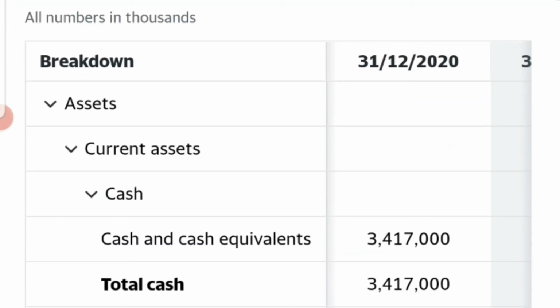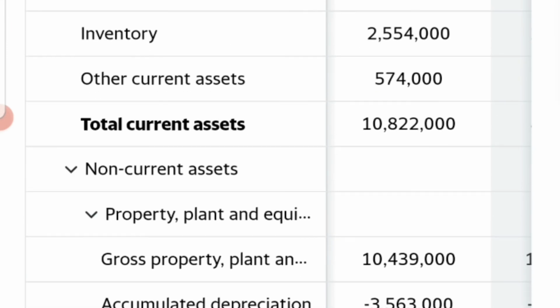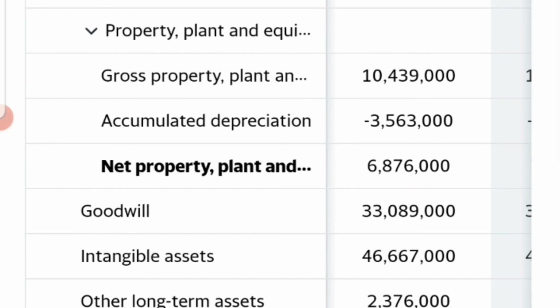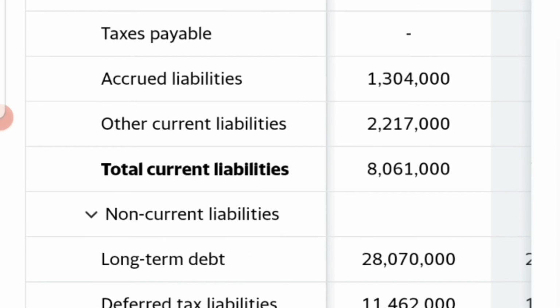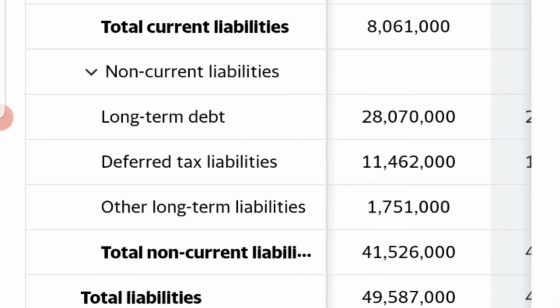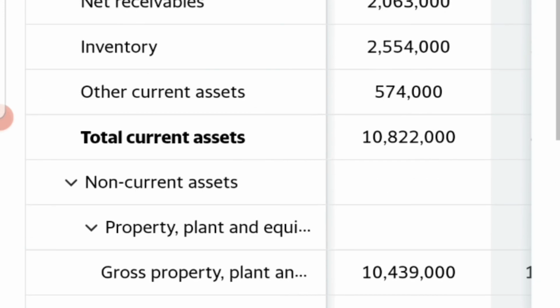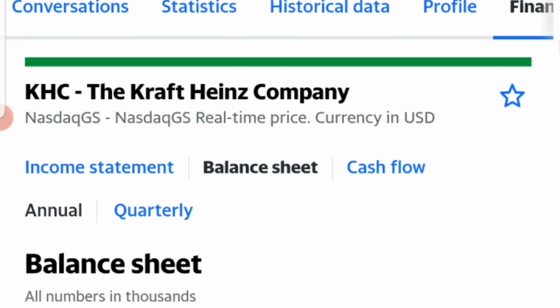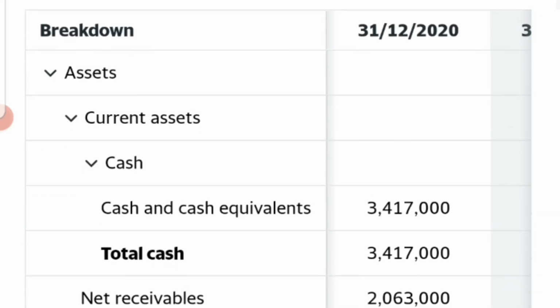With the cash and assets, you'll see that it has enough current assets to outweigh liabilities, and enough total assets to more than double total liabilities, and it still has 3 billion cash on hand.